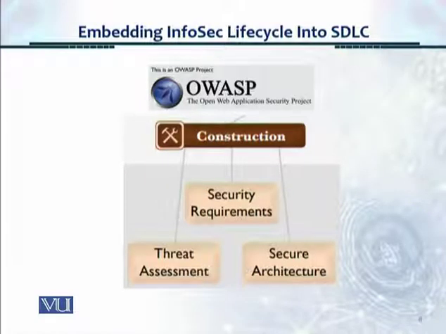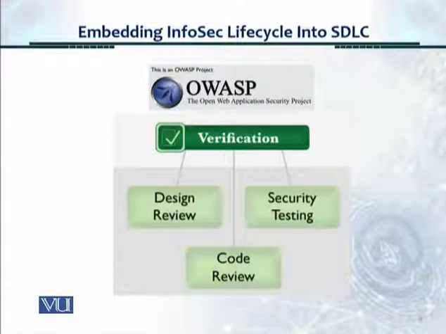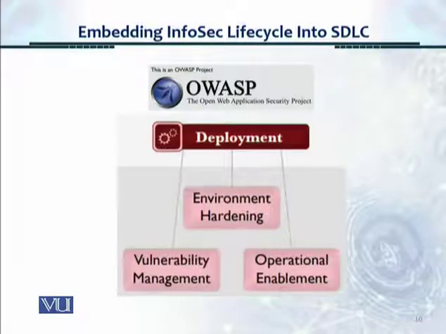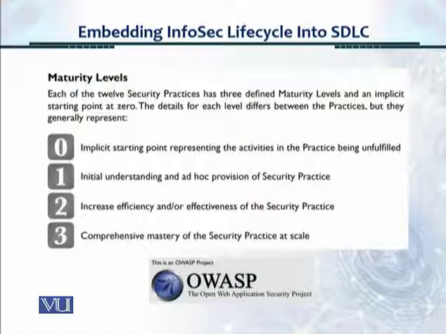And then you have construction, which is a business activity. And then it has security requirements, threat assessment, and secure architecture. And then under the top hierarchy, we have verification, which is a bit like our validation and testing. And here we have design review, security testing, and code review. And then finally, you have deployment. And here, under practices, you have environment hardening, vulnerability management, and operational enablement.